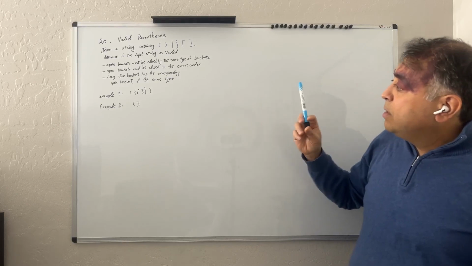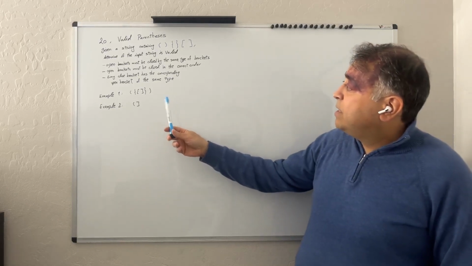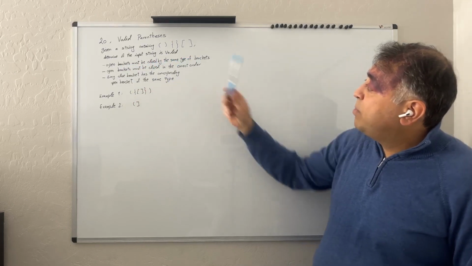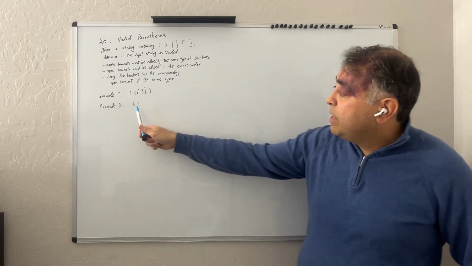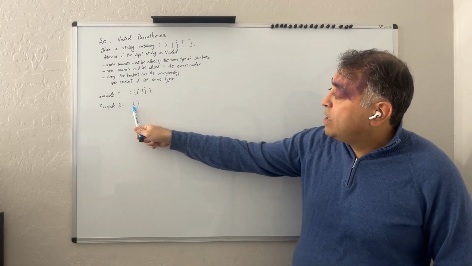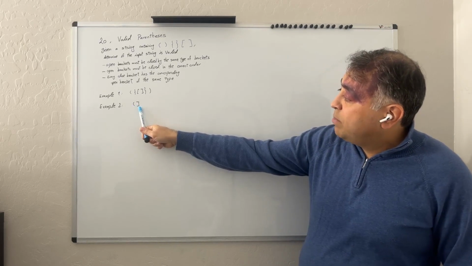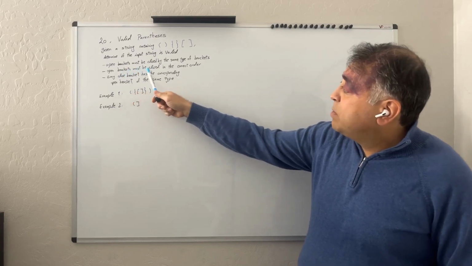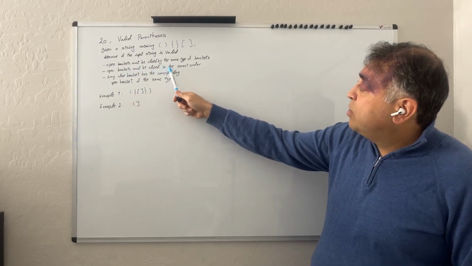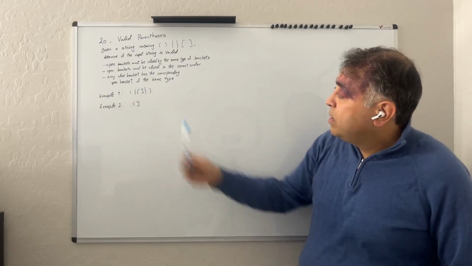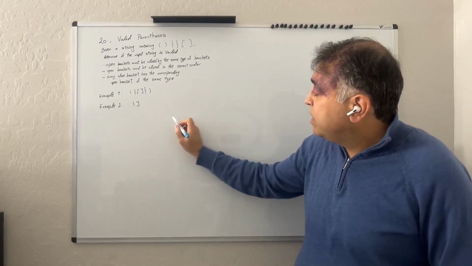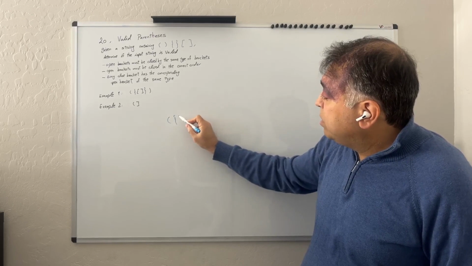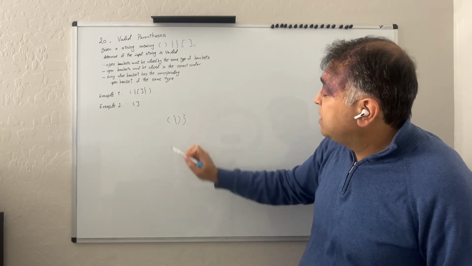First, the problem wants us to check that open brackets must be closed by the same type of brackets. For example, if the brackets open with this type and close with this type, this is not a valid string. Open brackets must also be closed in the correct order. For example, if we have something like this, then we have this, we couldn't close it like this. This is not a valid one.